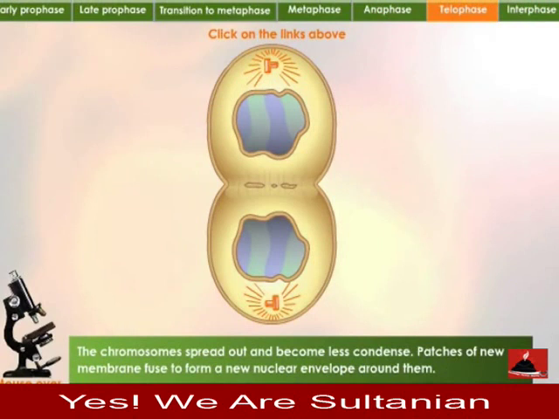Telophase. The chromosomes spread out and become less condensed. Patches of new membrane fuse to form a new nuclear envelope around them.